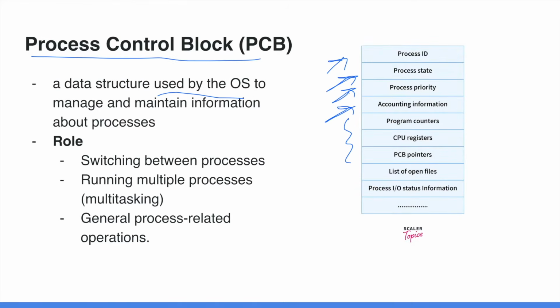Now, the role of the process control block, as we said, is to manage the processes. And some different things it might do is allow us to switch between processes, to run multiple processes at the same time, which is multitasking, and just generally any process-related operations, which I know is super vague, but there's a lot of stuff going on that you don't necessarily need to know about for the A-level. Multitasking is one of the big ones that you should know about the process control block.